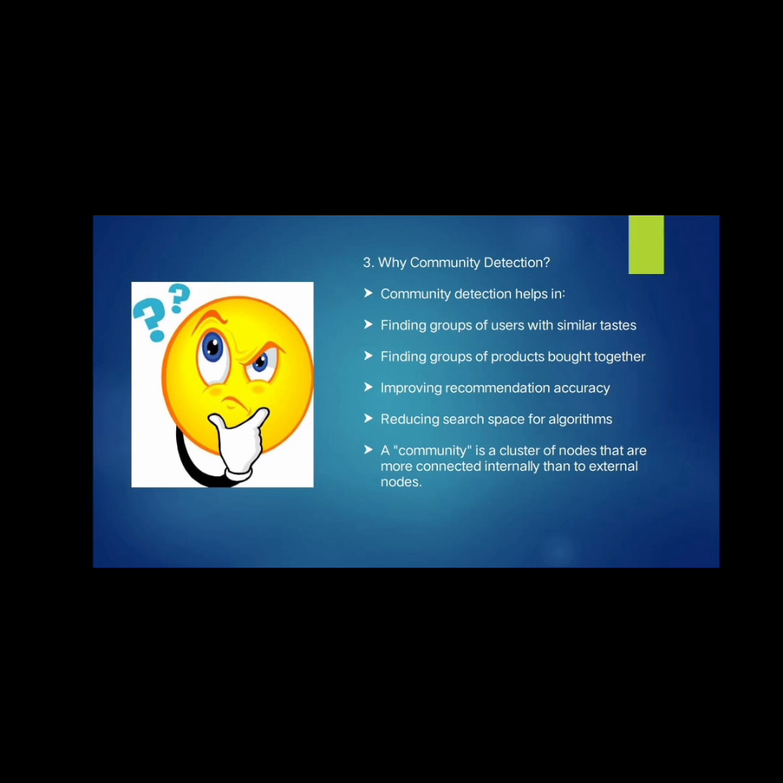Now we will discuss why community detection. Community detection is a vital process in network analysis because it helps uncover the underlying structure of complex graphs. Community detection helps in finding groups of users with similar tastes, finding groups of products bought together, improving recommendation accuracy, then reducing search space for algorithms. A community is a cluster of nodes that are more connected internally than to external nodes.